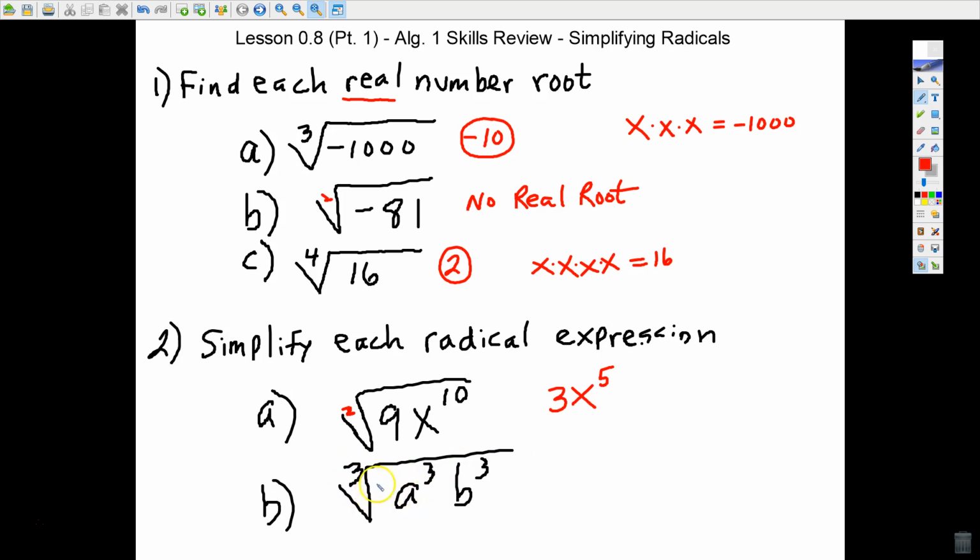Okay, so in a similar way, here's a cube root, the cube root of a cubed b cubed. So once again, let's take exponent and divide by index, and it's a to the 3 divided by 3 power. Well, 3 divided by 3 is just 1. So it's like a, or a to the first. And the same thing here. B, the cube root of b cubed, think b to the 3 divided by 3 power. And that's b to the first. So your simplified answer here is just ab.